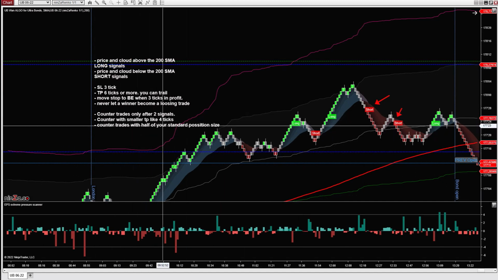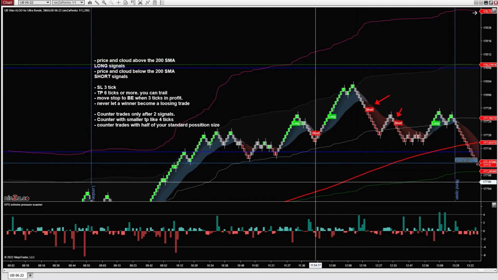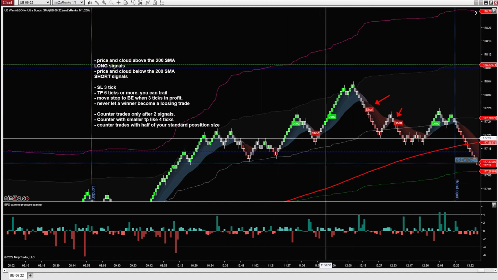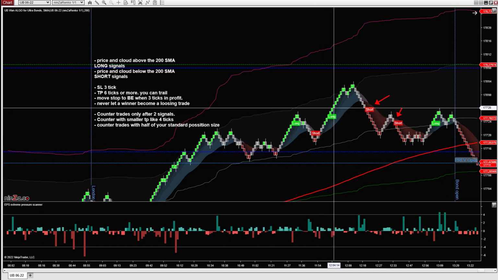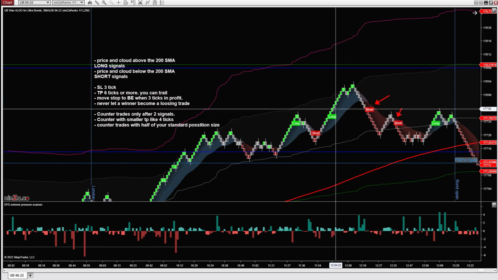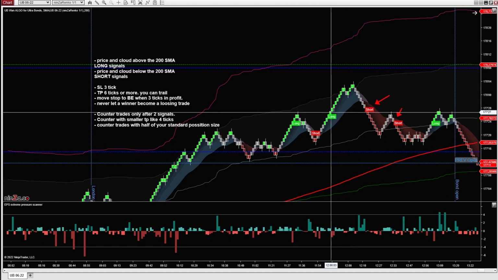Counter trade information we got over here. Again, it's important when you see the signal that you have confirming color candles. Price needs to move on in the same direction the signal has.